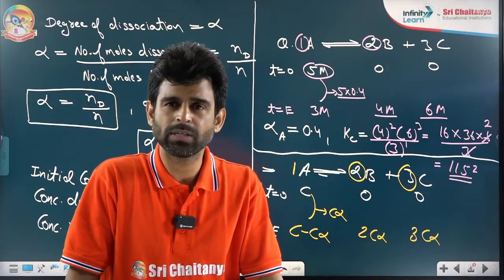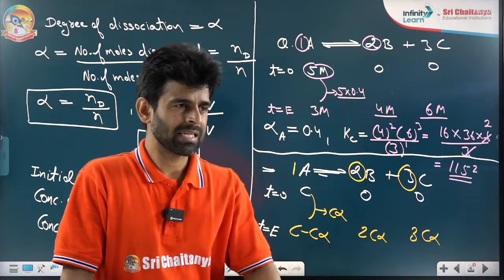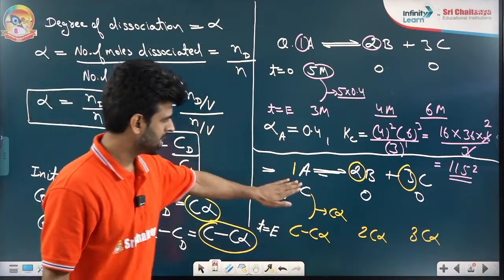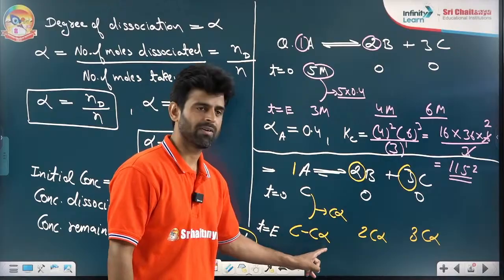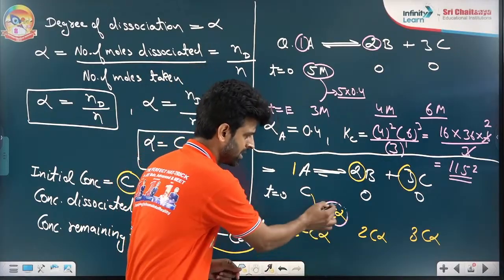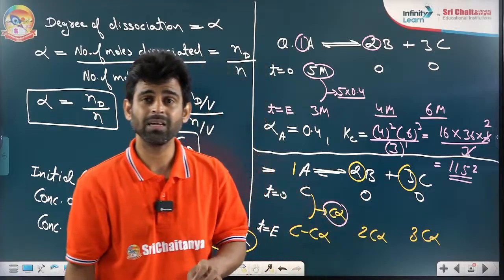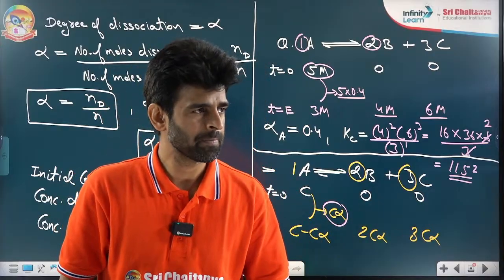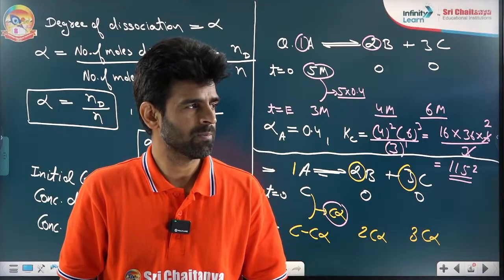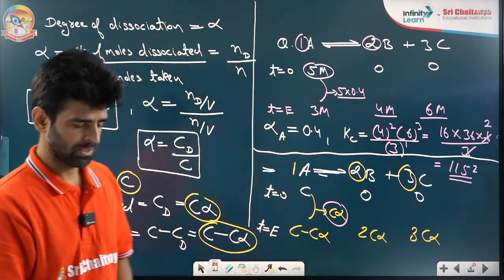What's the point? How to use alpha? Exactly the same way you have to move always. C alpha gone, C minus C alpha remaining. Now you have to use the stoichiometry. How much product will form? Then you have to think about it. Clear, bacha? Okay, I'm giving one more question on this basis. So carefully give the answer.